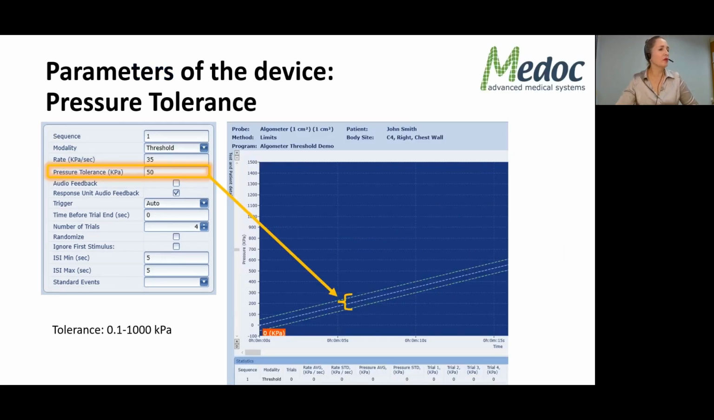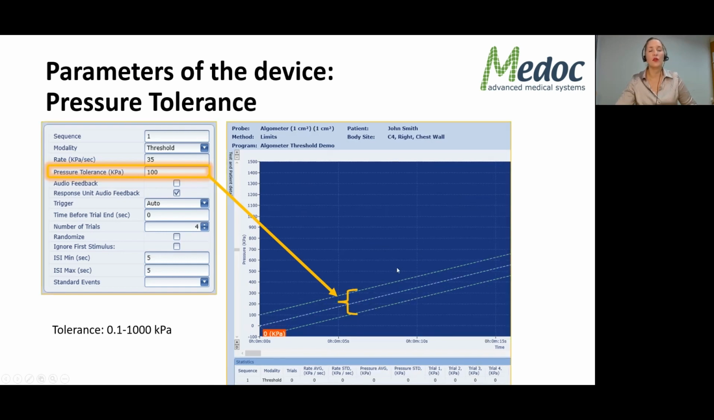Another parameter that I'm often asked about is the pressure tolerance, and this is actually the two green lines and the distance between the two green lines. So in this case, it was the default 50 kilopascal, but if you take it wider, it will be 100 kilopascal, and then you have a wider range around the white line. Again, this doesn't really do anything, but gives you a visual cue and a motivator to stay on the white line. So keep this in mind.